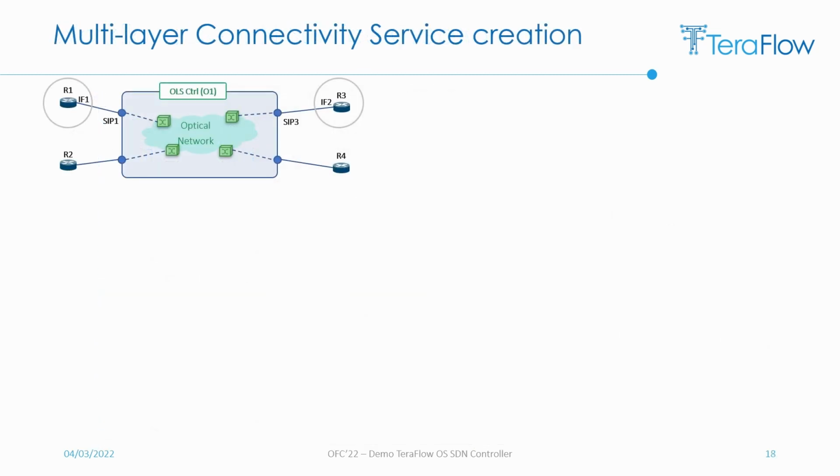To establish the connectivity service between the provider edge routers, the TeraFlow controller relies on the service component and the device component. First, the service component identifies the path between the two routers, finding which devices are to be traversed. Then the service component creates the appropriate configuration rules for the different devices and delegates to the device component for the configuration.